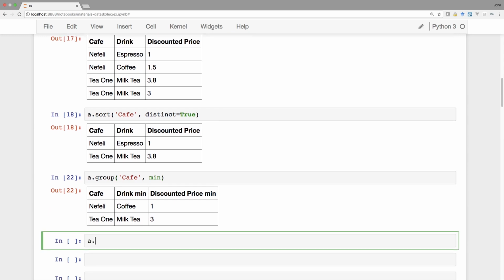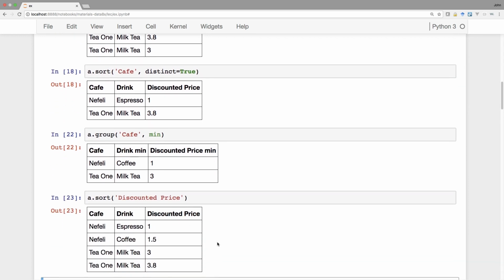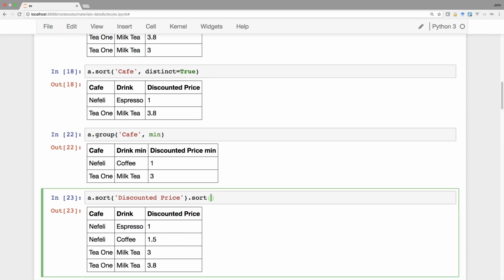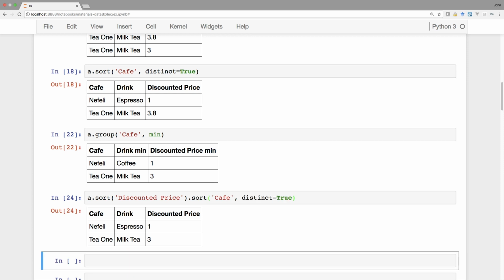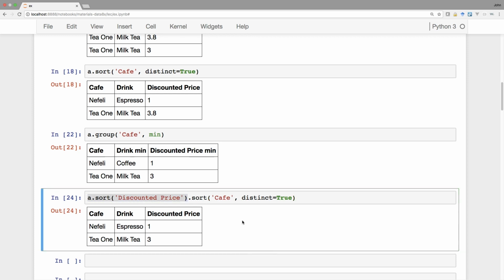Here's something you could do. You could sort by the discounted price. Now we see the cheapest things at the top. And then we could sort again by cafe, only to get the distinct rows, one per cafe. There is the result I want. I kept one row per cafe after sorting to make sure that that one row at the top of the list would be the one with the lowest discounted price, which I achieved by sorting by discounted price. So there's a solution to this problem.